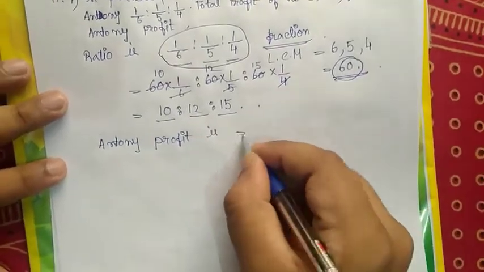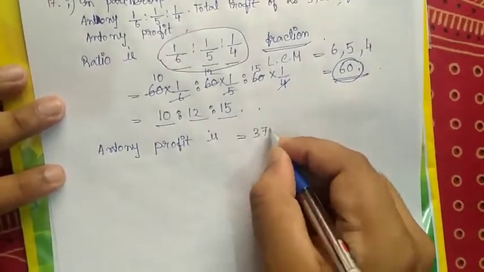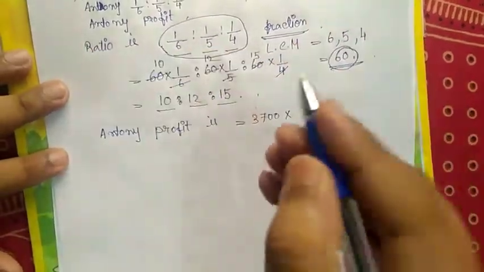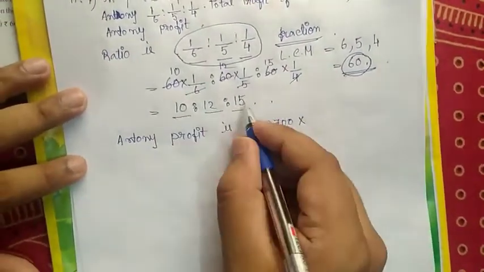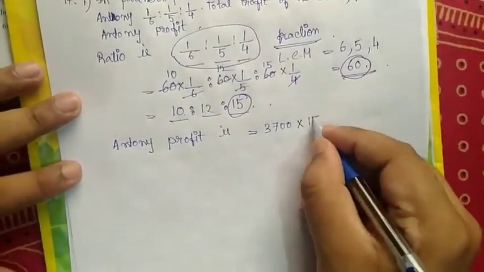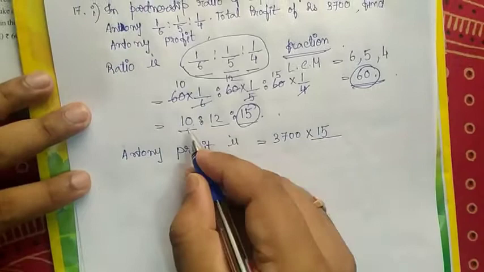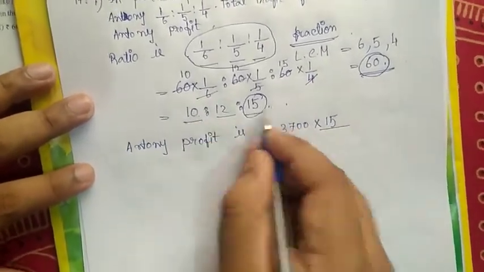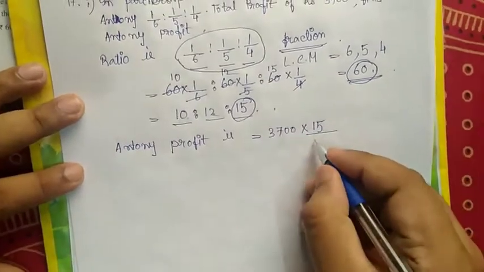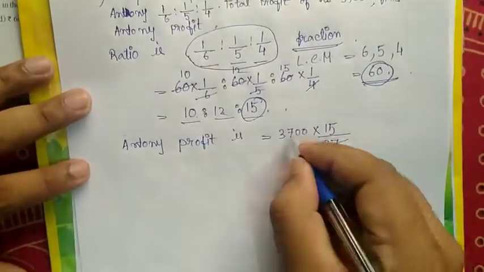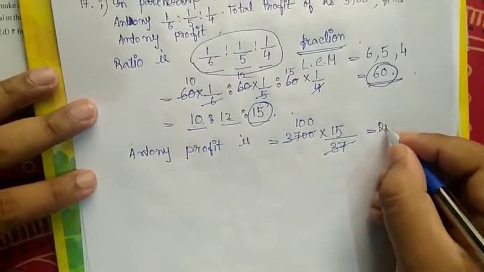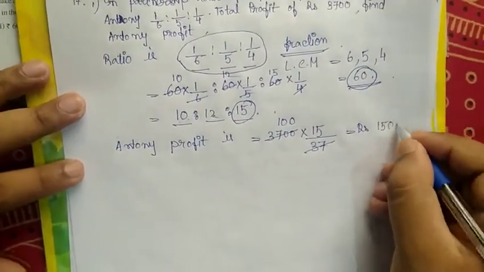is total profit 3700 into Anthony's share. Samir, Idris, Anthony, so Anthony is the last one. So Anthony's share is 15 by the sum of the three, 10 plus 12 is 22, 22 plus 15 is 37. We get 100. So Anthony's profit is rupees 1500. Very important sum.